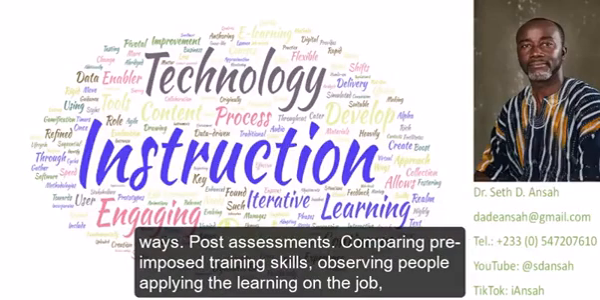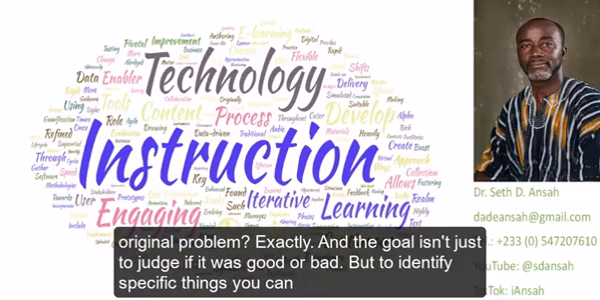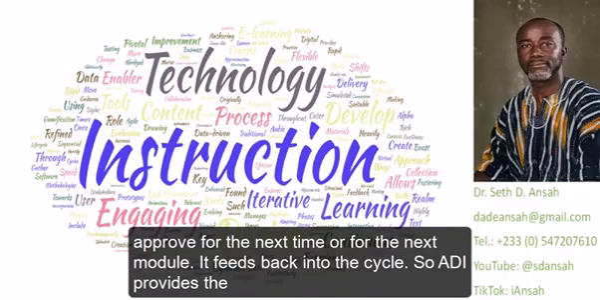Lots of ways. Post-assessments, comparing pre- and post-training skills, observing people applying the learning on the job, looking at performance data. Did sales go up? Did errors go down? So connecting it back to the original problem. Exactly. And the goal isn't just to judge if it was good or bad, but to identify specific things you can improve for the next time or for the next module. It feeds back into the cycle.